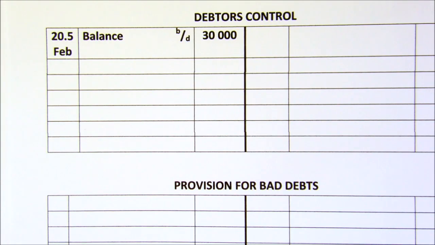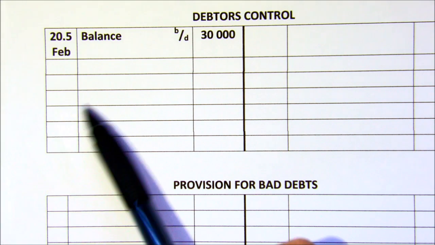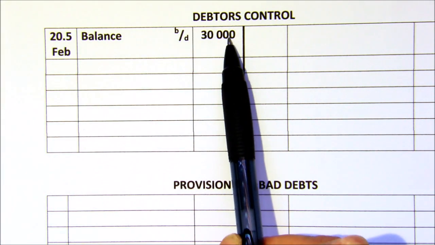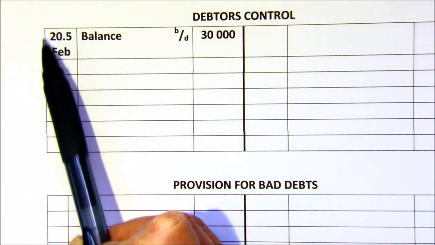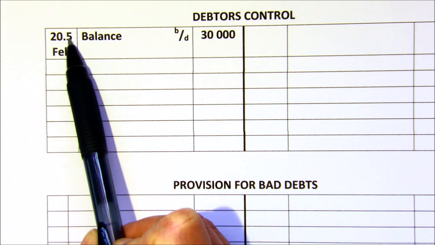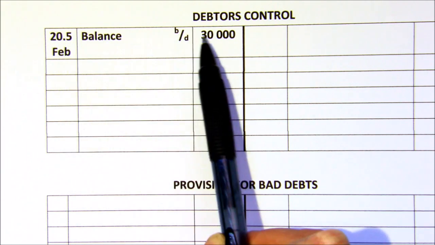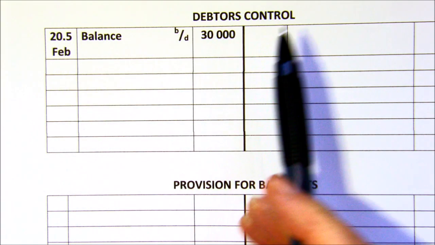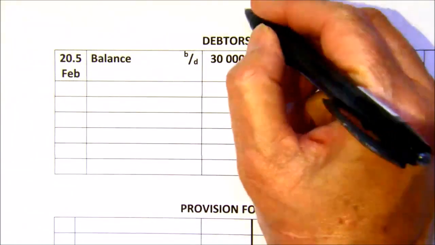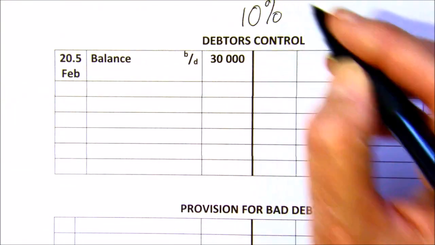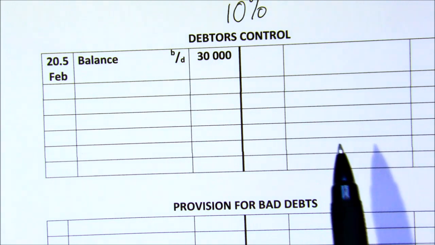So let's have a look now how this affects our entry. So, as I said, I've got a debtors control with 30,000. I'm looking at the year ended 20.5. So it's the end of February, and my debtors owe me 30,000. The statisticians tell us that about 10% of your debtors won't pay.